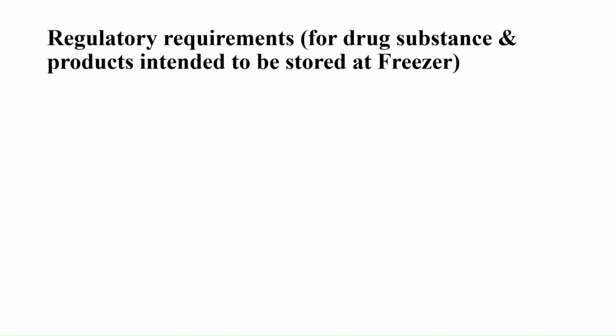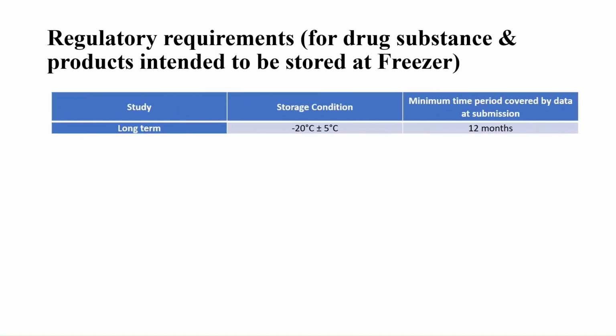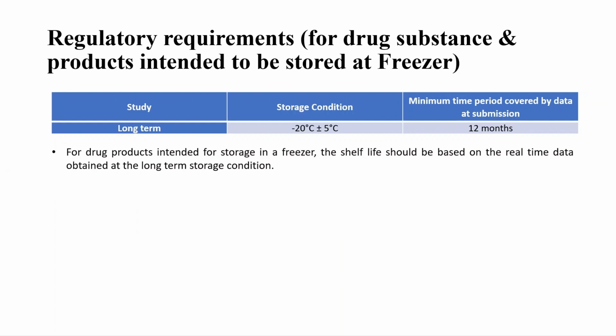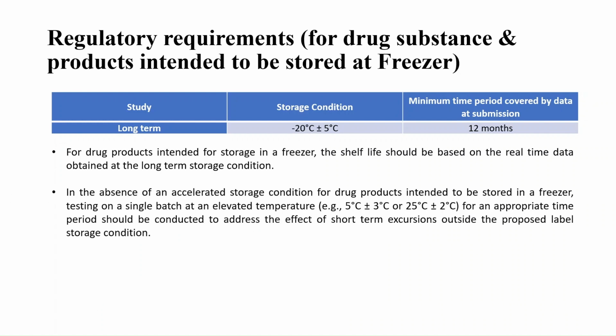Now let's look at the regulatory requirement for drug substance as well as products intended to be stored at freezer. In this case, only long-term studies are done, no accelerated, no intermediate. The long term would be minus 20 plus minus 5, and the minimum data required would be 12 months. Now, as there is no accelerated as well as intermediate, the shelf life would be based on the real-time data. So here also there is no extrapolation of long-term data.